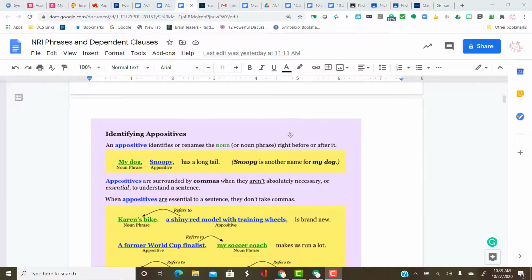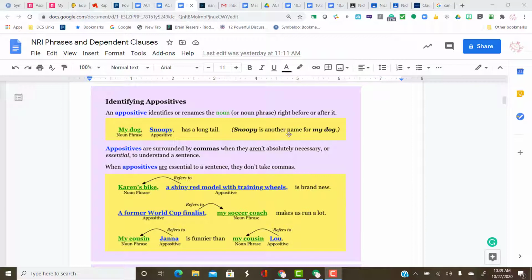Slide 3. Next type of phrase we're going to look at is an appositive phrase. Now, you're not going to hit these a whole lot, but you need to be familiar with them. An appositive, A-P-P, identifies or renames the noun right before or after it. So, my dog, Snoopy, has a long tail. Snoopy and my dog are the same thing. It just identifies or renames my dog.